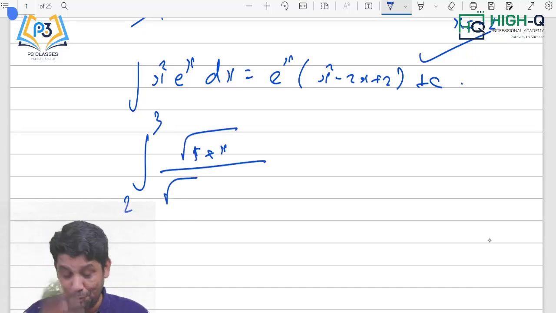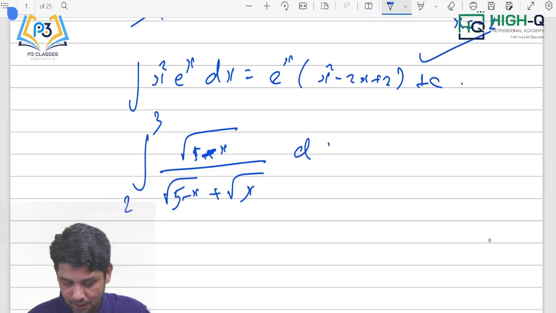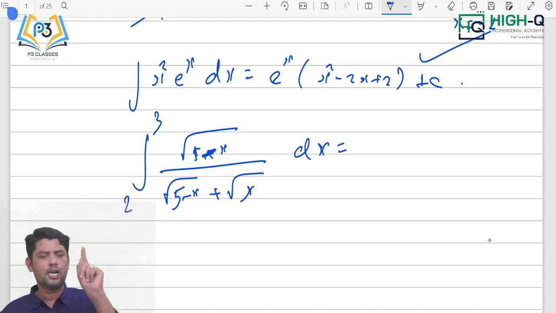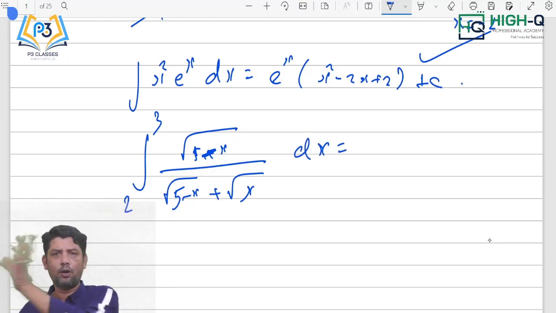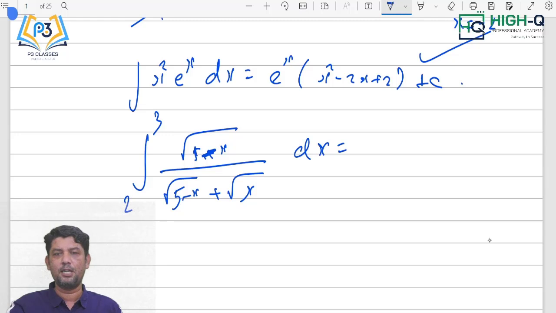This question came 3 times. This is 5 minus x. Sir, what I used to do, sir, I1 is equal to integral of 2 to 3 dot dot dot. I2 is equal to, sir, I will apply the property integral of 0 to a of f(x) dx is equal to integral of f(a minus x) dx, sir.